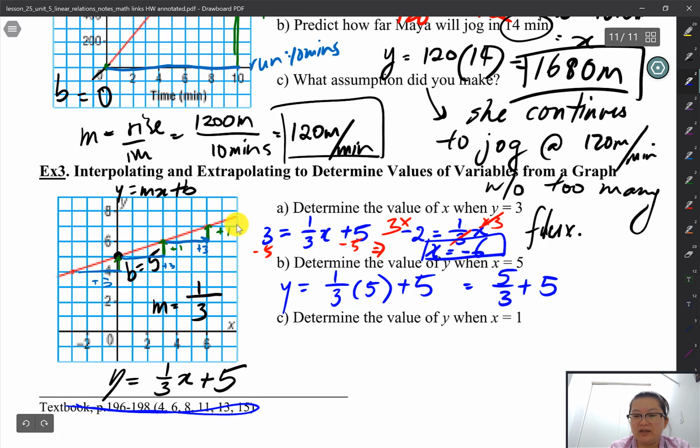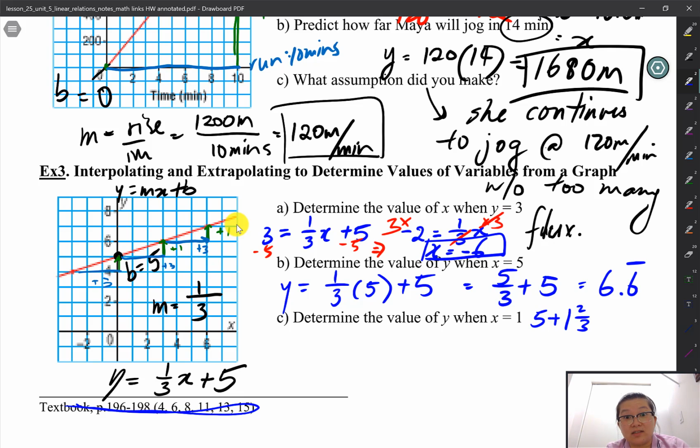If we want to be a little nicer to ourselves, we can just plug it into the calculator, which in our case is 6.666. Oh wow, I predicted it very nicely, 6.6. Or if we want to do it using fractions, this is 5 over 3. If I convert that to a mixed number, I get 5 plus 1 and 2/3. So 5 plus 1 is 6, and 2/3 is 0.6666666. Okay, so that's one way to think about that.